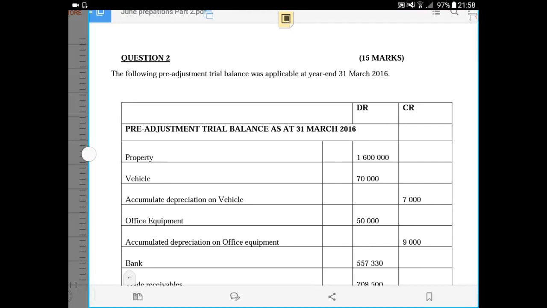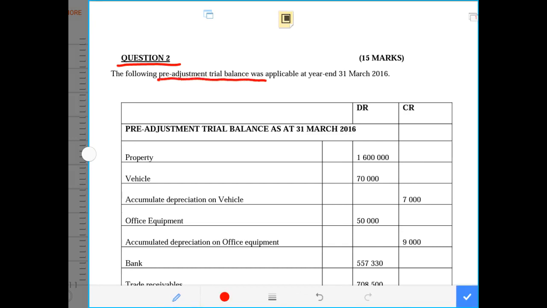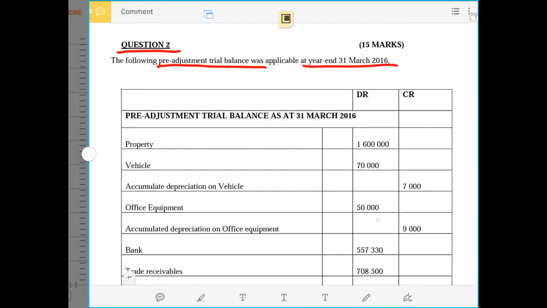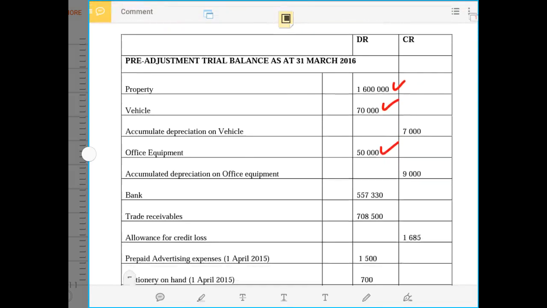Good day, students. I will be doing this question 2, and it's a very important question to take into account. It says the following pre-adjustment trial balance was applicable at year end 31st of March 2016. So now we are given all this information in the pre-adjustment trial balance, and we are given the assets, property, vehicle and office equipment with their accumulated depreciation.